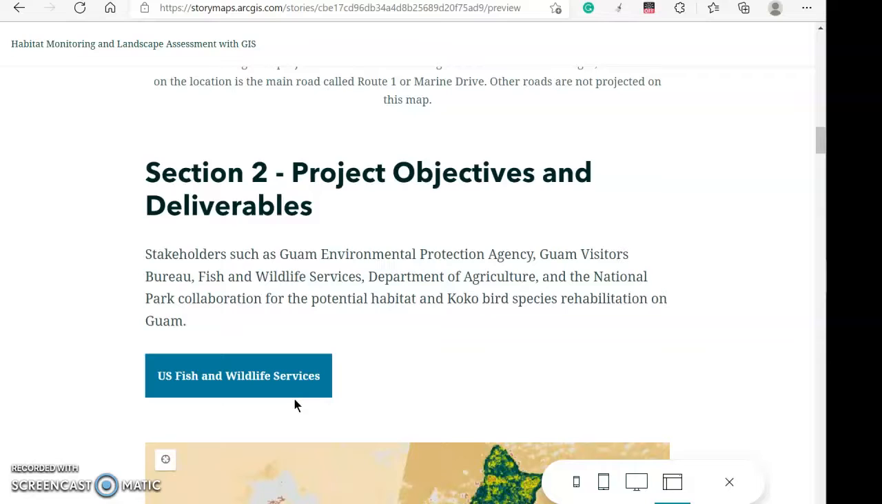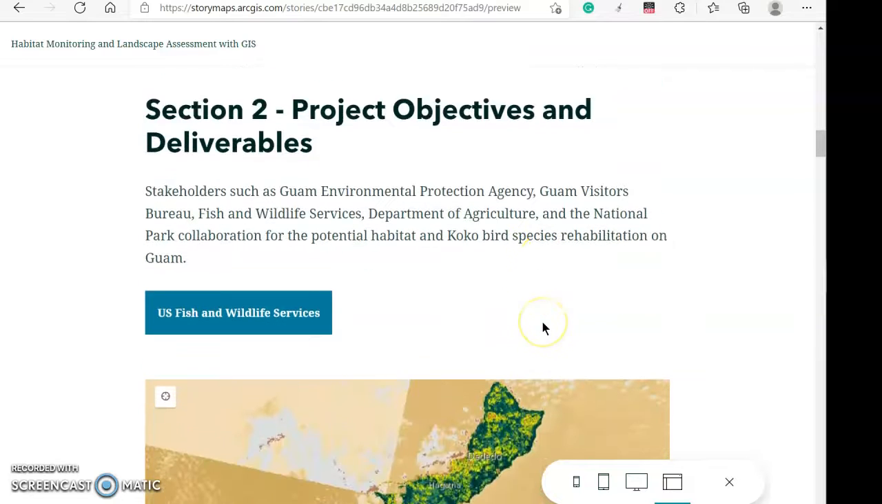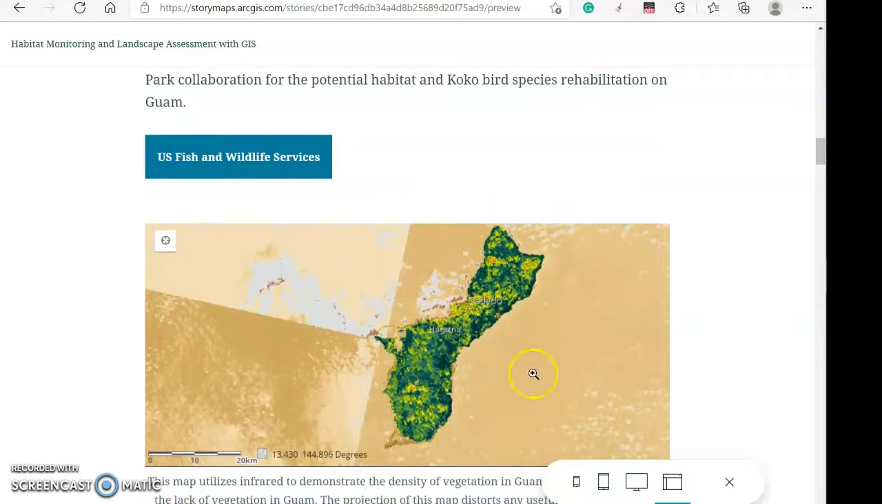Project objectives and deliverables. The stakeholders, such as Guam EPA, the Guam Visitors Bureau, Fish and Wildlife Services, Department of Agriculture, and the National Park, work together, along with approximately 20 other off-island organizations, to create the potential influx of the population to ensure that they can come back home to Guam.